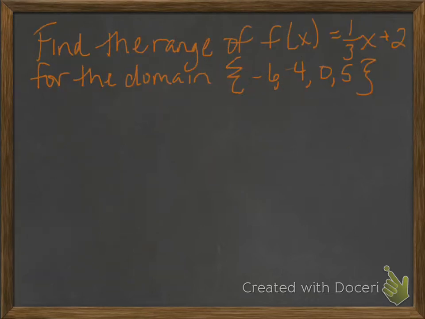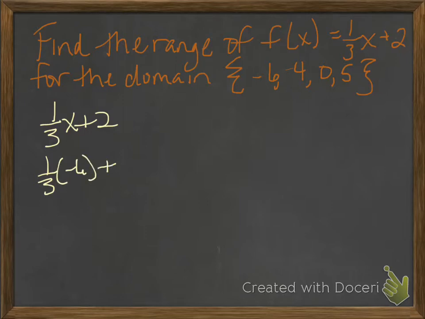This one we have the function is 1/3 x plus 2, and we're going to replace -6, -4, 0, and 5. Now, don't freak out because there's a fraction. Remember, 1/3 is also 1 divided by 3. A fraction is just a division problem. So I have 1/3. I'm going to replace -6. Okay. Now remember that can be 1 times -6, which is -6 divided by 3 is -2, plus 2 equals 0.